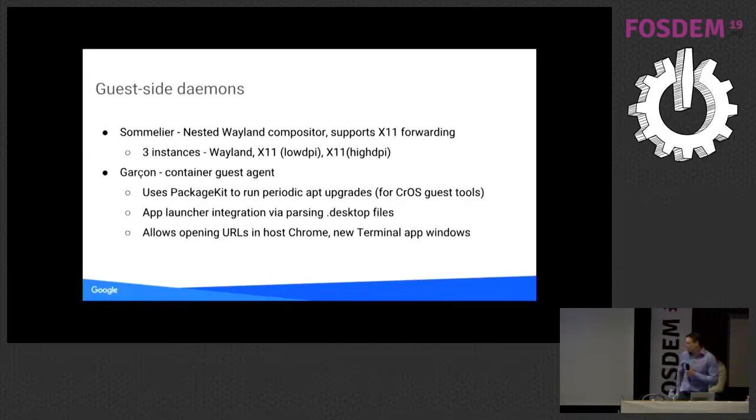We actually have to run 3 of these, one for standard Wayland apps, one for a low DPI and one for a high DPI, because most X11 apps are awful at running at high-res screens like we have on some Chromebooks. And in addition to that, we added Garçon, which is the guy that talks to the UI component outside of the VM. So this is the thing that notices when an application is installed and shuffles its icon out to ChromeOS, or gets poked by ChromeOS and says, hey, please launch this application, or please install this application.